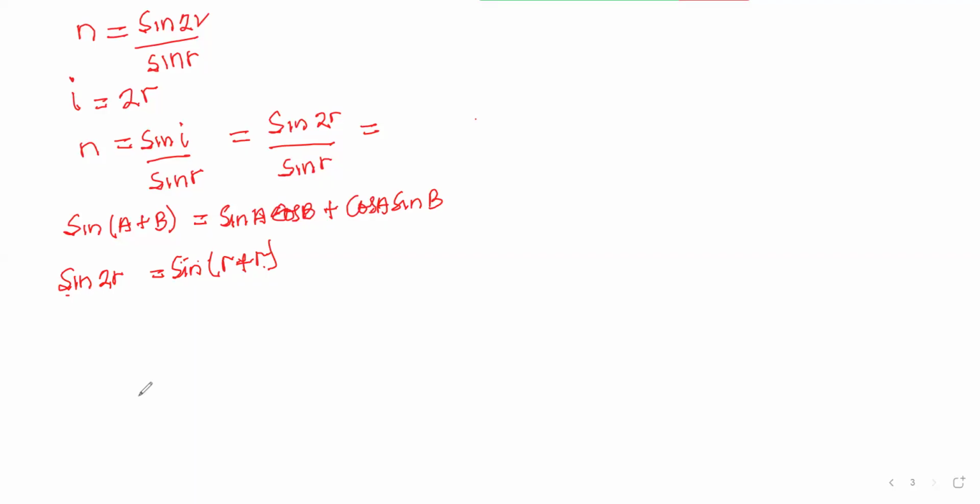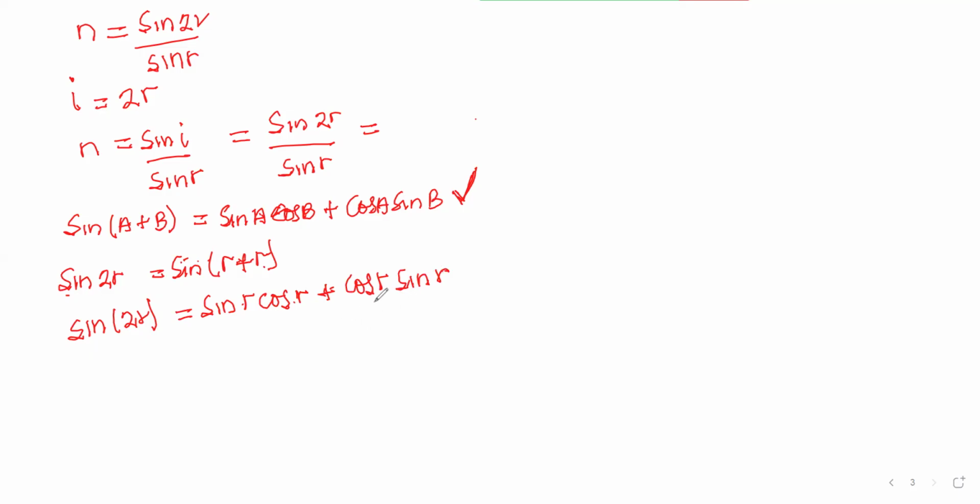Yes, please, sir. So use the expansion of compound angle, this rule or formula, to expand sine of R plus R. So sine 2R would therefore be equal to sine of R times the cosine of R plus cosine of R times the sine of the same R.